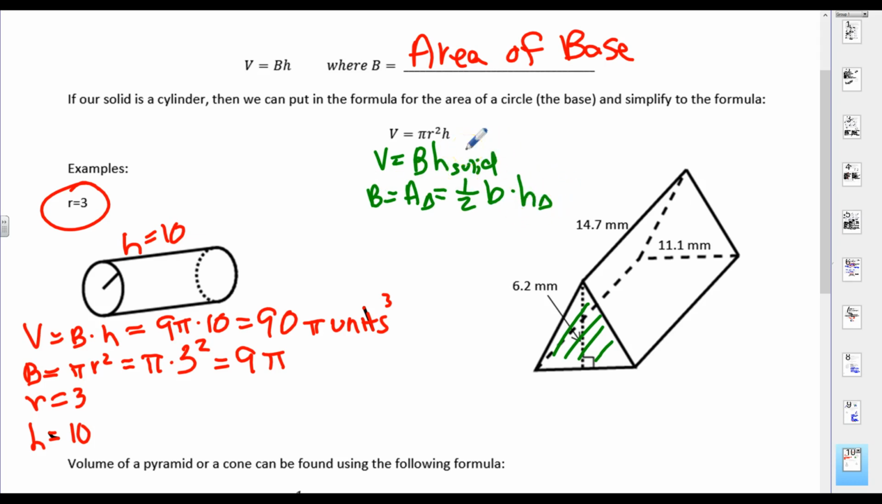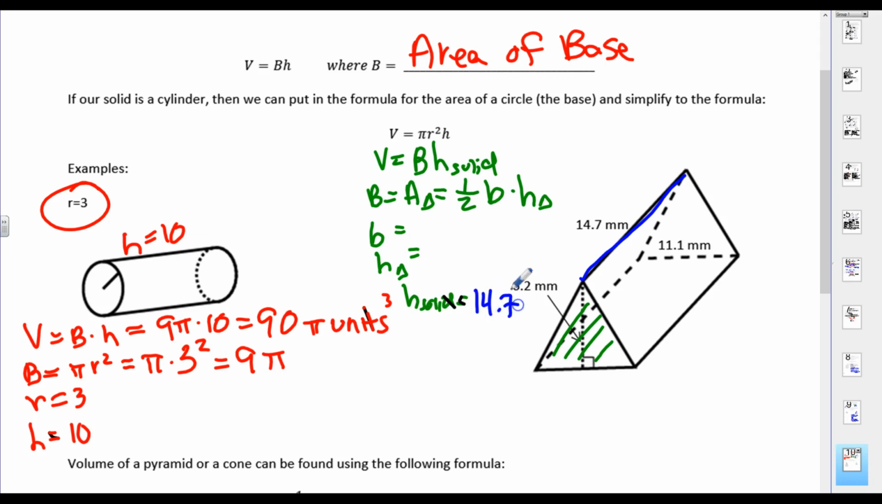So we have to keep those separate. So the variables we need: that base segment length, we need the height of the triangle, and we need the height of the solid. Okay? So the height of the solid is the distance between the two bases. That's this 14.7 right here. It's the distance between the two bases, 14.7.